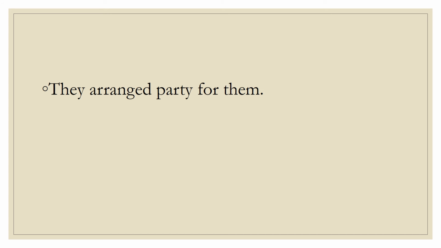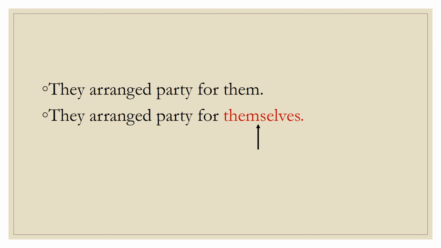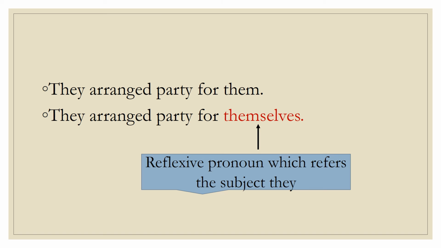They arranged a party for them. In this, they and them refer to the same person, so I can use a reflexive pronoun. They arranged a party for themselves. In this, themselves is a reflexive pronoun which refers to the subject they.